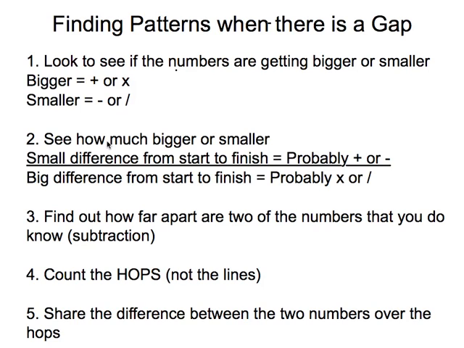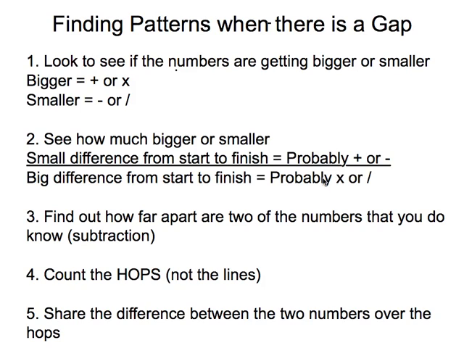Then you want to see how much bigger they're getting. So look at the first number you know and the last number you know. If there's only a relatively small difference in those start to finish numbers, you're probably adding or subtracting. If it's a really big difference from the start to finish number, then you're probably multiplying or dividing. And really, as a tip for a third grade skill, it's probably just going to be adding and subtracting if there's a gap in the numbers.